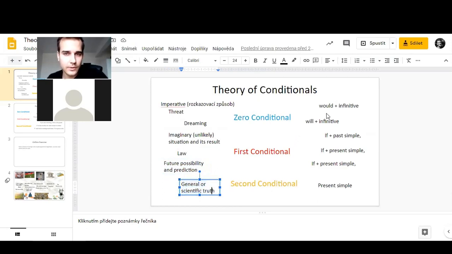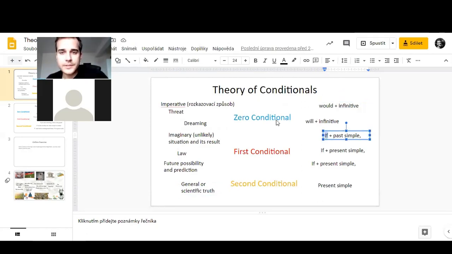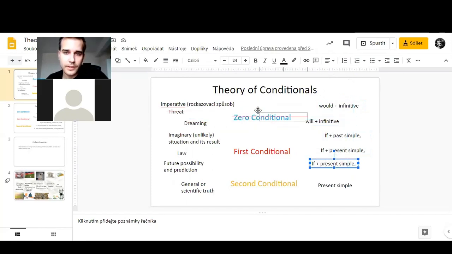Okay? And then on the right, you have the form, how to make it. Each conditional has two clauses, the main clause and the subordinate clause. Hlavní věta a vedlejší věta. Okay? The question is, I use if and past simple, if and present simple, if and present simple. Put it to the correct place, all right? So you will move it to the right conditional. For example, if I begin with if and present simple in second conditional, I put it right here, all right?